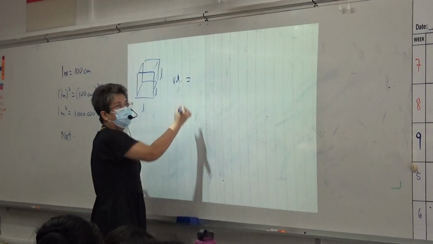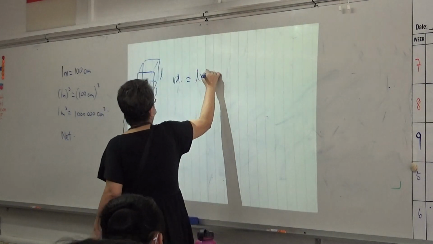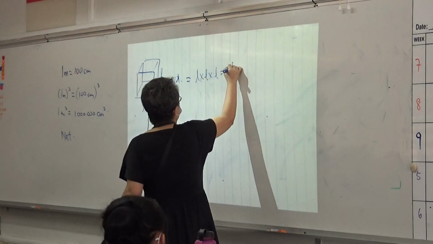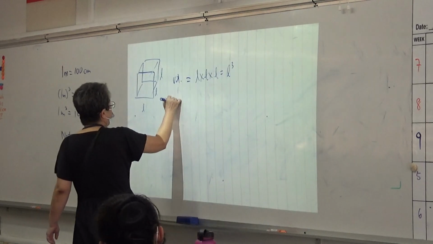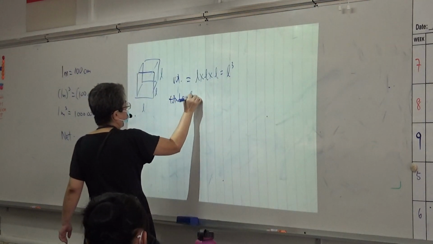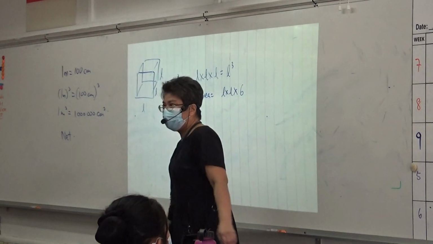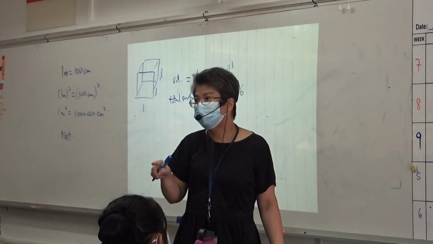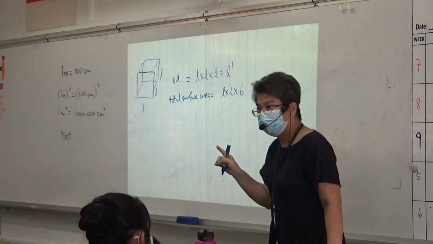Now then, if I have a cube, what is the volume? L times L times L. Actually it's L cubed, but we don't have to say so much, right? Okay? What about the total surface area? L times L times 6, right? This is a closed cube. What if I don't have the top? Then you times 5. Okay?